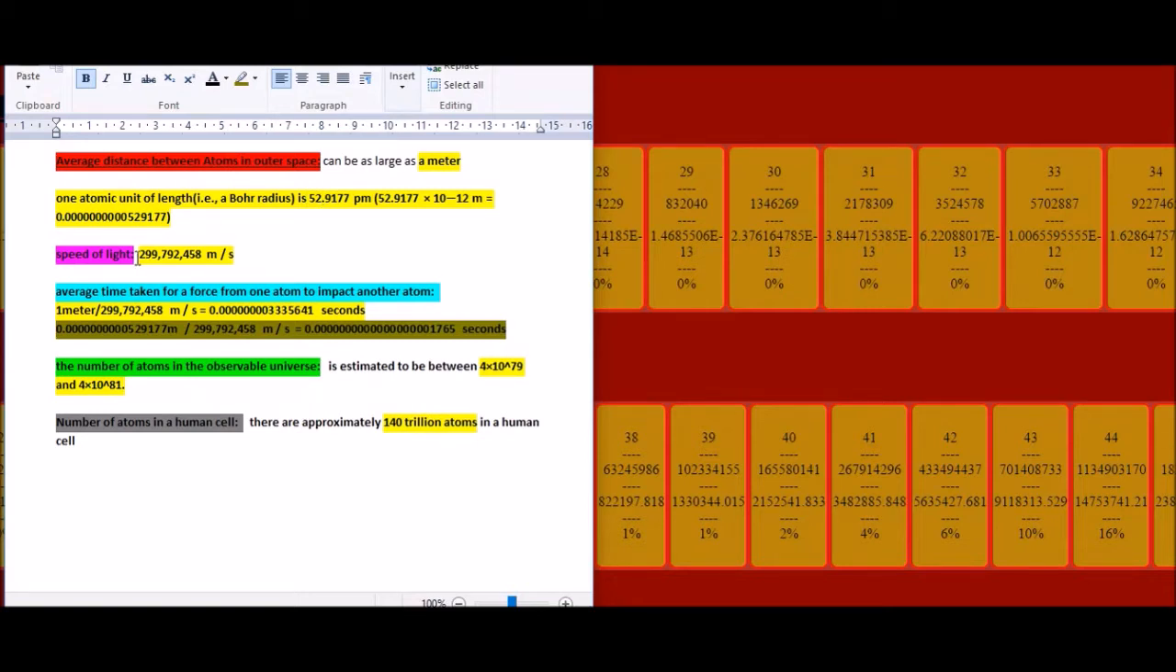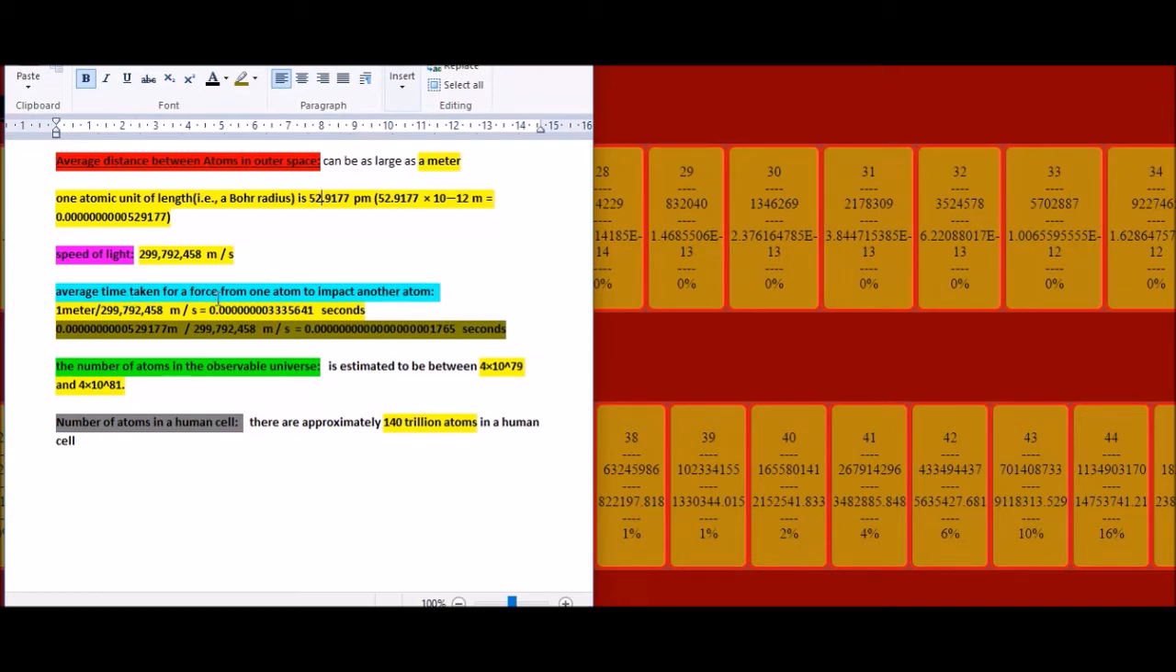And then if we assume that all force moves at the speed of light, because light is made of photons and photons are force carrying particles, so let's say all force moves at that speed. For argument's sake, but I do have a disagreement, but I won't go into that. So that's why I'm using the speed of light.